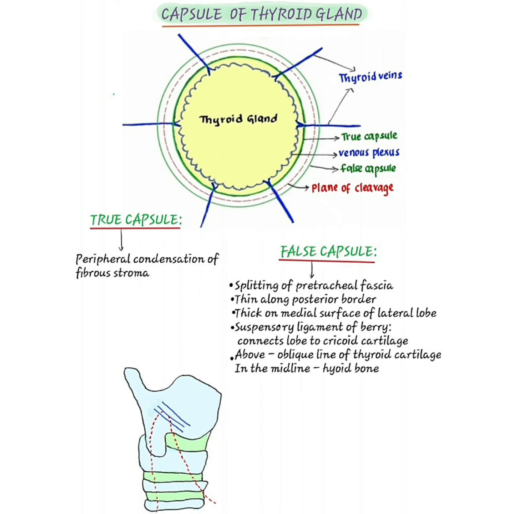As the capsule is thin along the posterior border, thyroid tumors tend to extend backwards. They project backwards and compress the adjacent structures, causing pressure symptoms. It may compress the esophagus, causing dysphagia, difficulty in swallowing. It may compress the trachea, causing dyspnea, difficulty in breathing. These are the pressure symptoms due to compression by thyroid tumors.